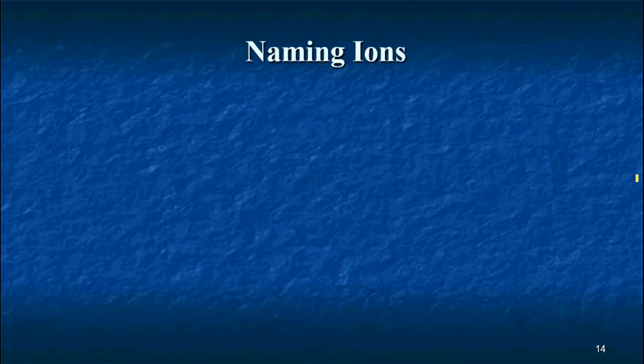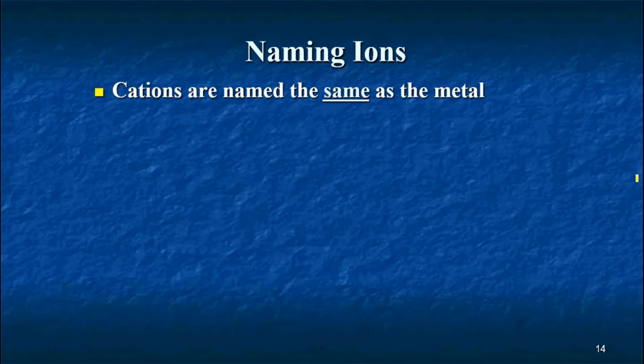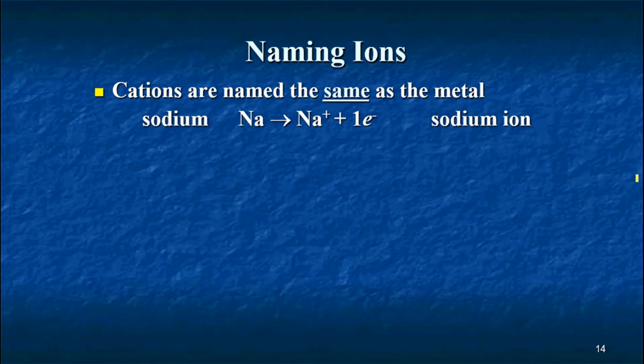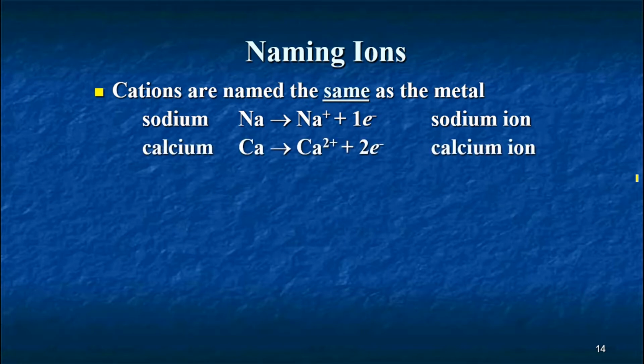So in general, the way we name ions depends on whether you are starting from a metal or from a non-metal. Cations are produced by metals, and we name them the same as the metal. You just add the word ion to it. For example, sodium, represented here as a process in which it's losing an electron, results in the sodium ion. Calcium would lose 2 electrons, resulting in the calcium ion.